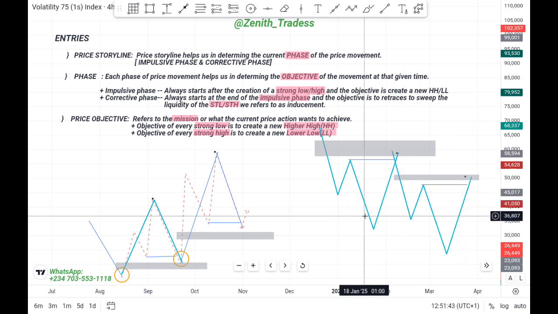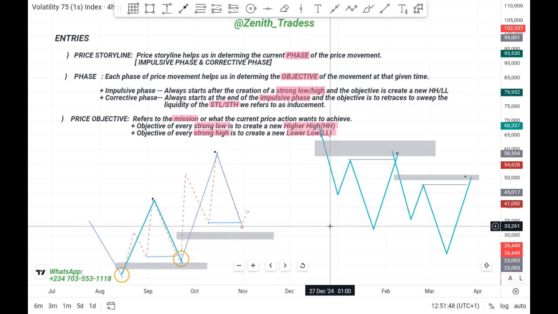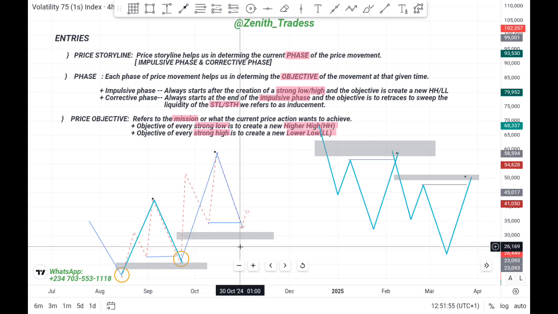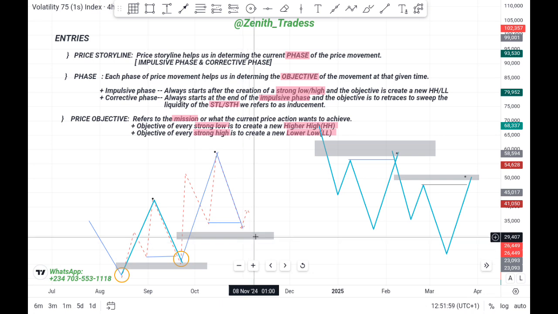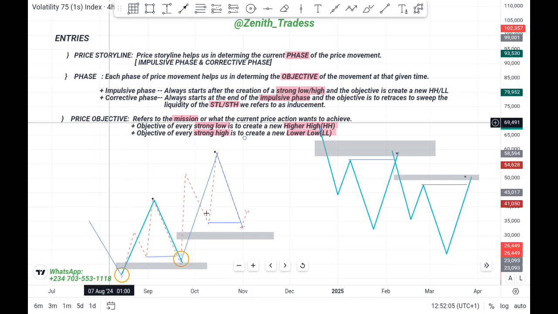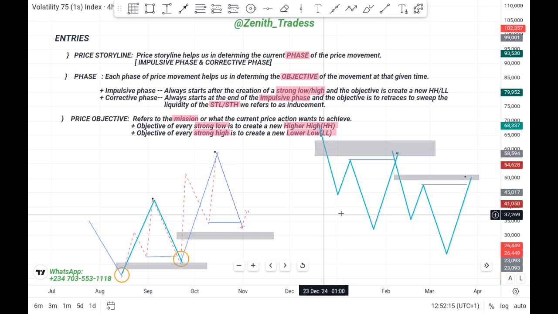So the price storyline, the phase, and the objective will guide us to be on the right side of the market, to always let us know when we should expect a failure of a particular level or block, and when we should expect a reclaim. I hope my explanation is helping you understand what I'm trying to explain. So I said the storyline, the phase, and objective will always guide us on when to expect a failure and when to expect the price to reclaim certain blocks or certain levels. All right, so I believe we understand this.